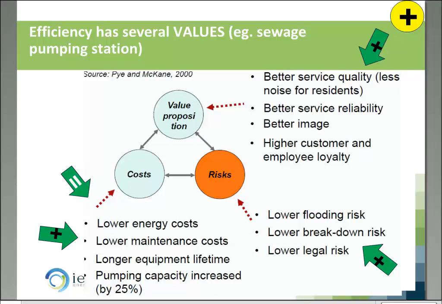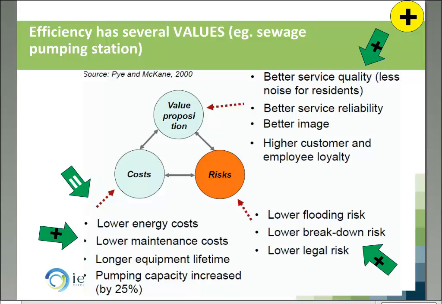And this service will also have values for the customer. Here I've taken a picture out of a presentation made in this DSM University about multiple benefits by Catherine Cormans, where she tried to show that the cost implication we normally start with, the lower energy cost, we might want to add more arguments, for instance, about lower maintenance cost, and this is the case for a sewage pumping station, and that the pumping capacity increased, and that has an economic value that affects the costs. But it also has a value proposition because the new pumping station had better service quality, it gave less noise for residents, it had a higher customer and employee loyalty consequence, so it had a value. And it also had a value in terms of risk because it had a lower flooding risk, a lower breakdown risk, a lower legal risk.